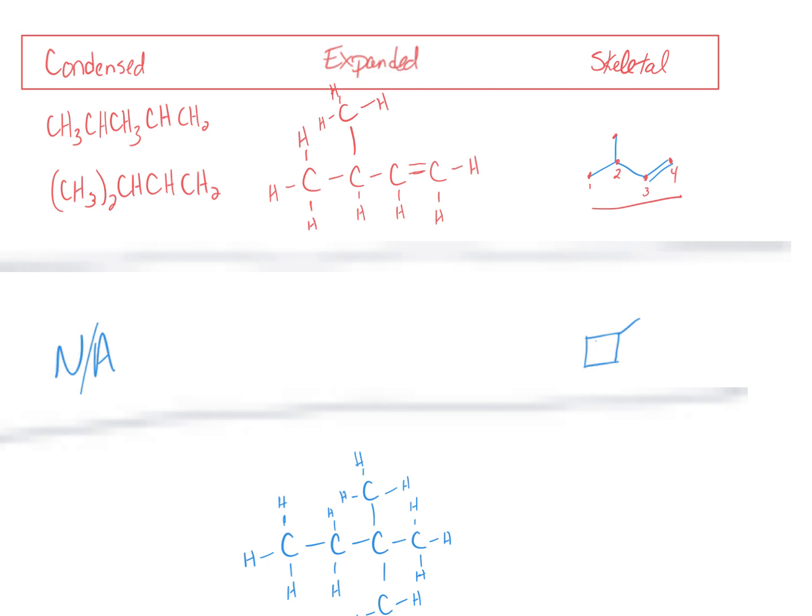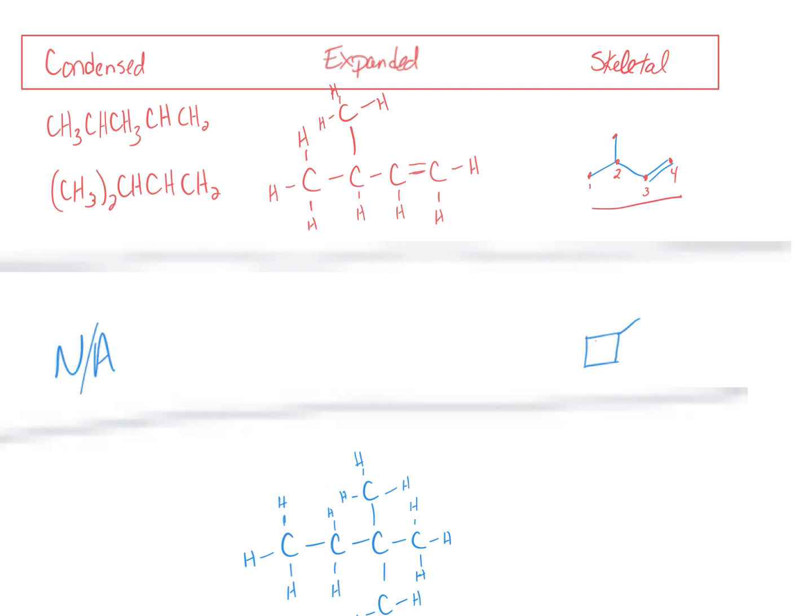Now, the next one down, we have a ring. That may not look like a ring. It's supposed to be a square with something sticking off of it. Whenever you have a ring, you cannot do these condensed structures. So just don't worry about it. There are ways to do other types of representations there in typeset, but they're just not very good at it.